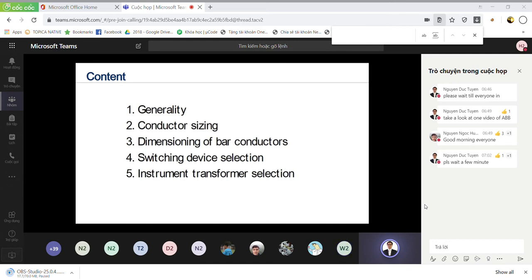The second is sizing of the conductors, one of the very important parts of the power delivery system. The next one is the bar conductor, how to select the bar conductor, and some switching devices in the distribution system, for example the circuit breaker, at low and high voltage levels. And the final one, the instrument transformers, the voltage transformer and the current transformer, in order to put the signal into the measurement device or into the protective devices.